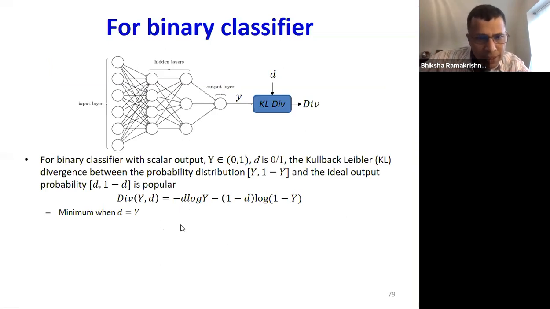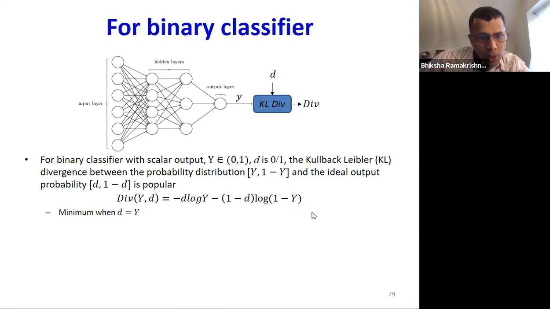The Kullback-Leibler divergence, I'll just give you the formula over here, when you're making a single binary prediction, is going to be minus d log y minus (1 minus d) times log of (1 minus y). So when the desired output is 1, 1 minus d becomes 0, so this term goes away. When the desired output is 0, this term goes away, and 1 minus d is 1. So the divergence is going to be either log y or log of 1 minus y.